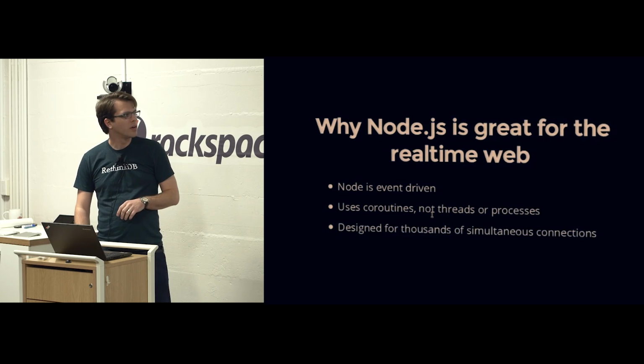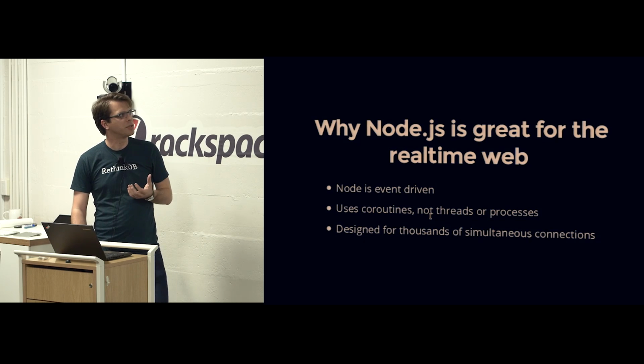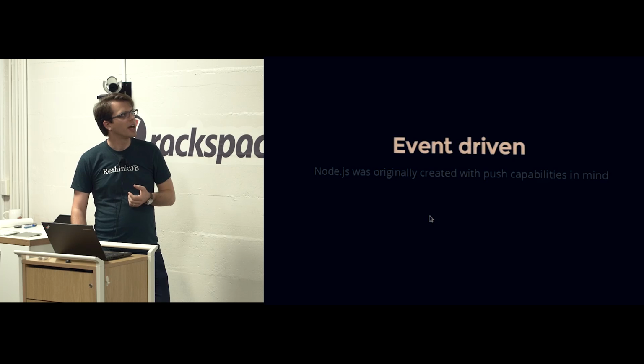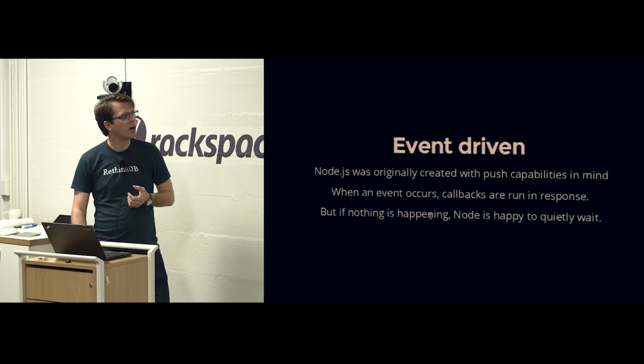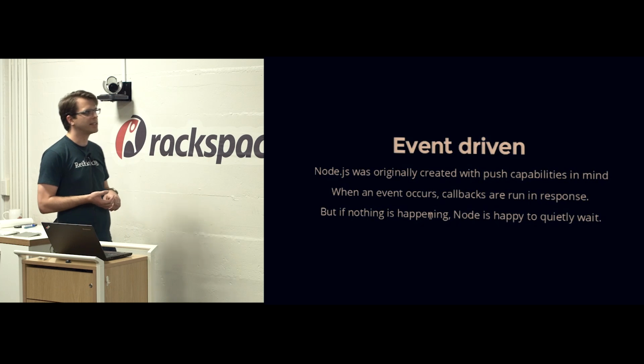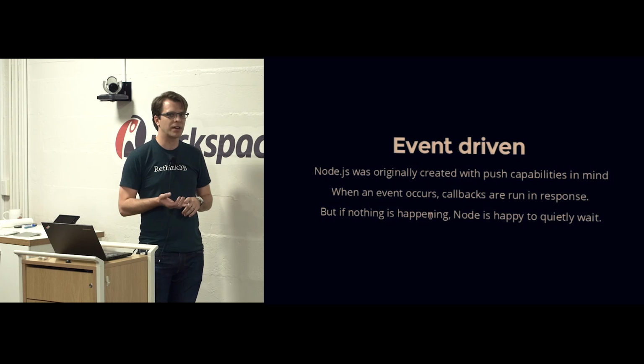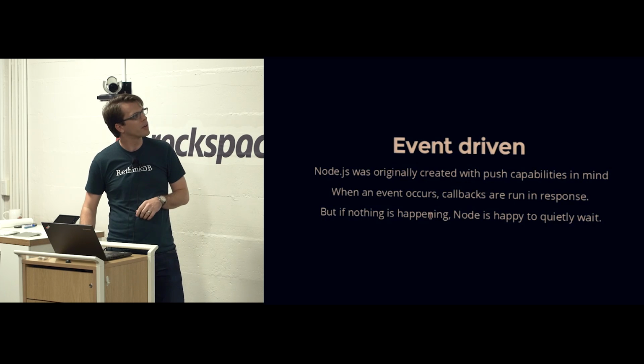All right, so Node.js is designed from the ground up to do real-time stuff. The reason is that it's event-driven and it uses coroutines underneath. It's implied that it wants to be able to have thousands and thousands of connections. One of the things that makes it possible to do this kind of thing is that it's not doing anything when nothing is happening. The event-driven architecture really allows you to scale up because you're not doing a bunch of busy work.